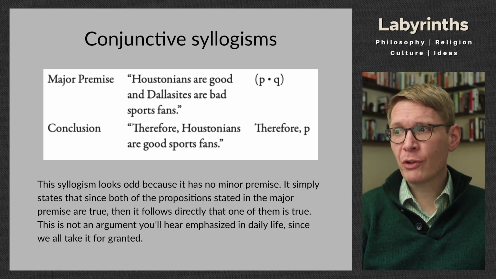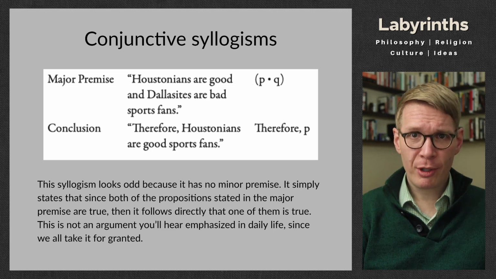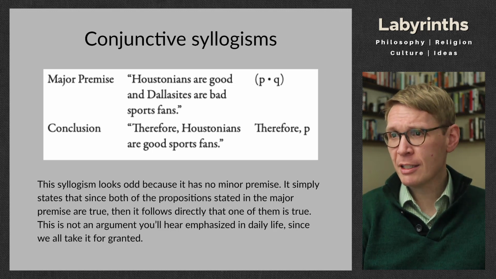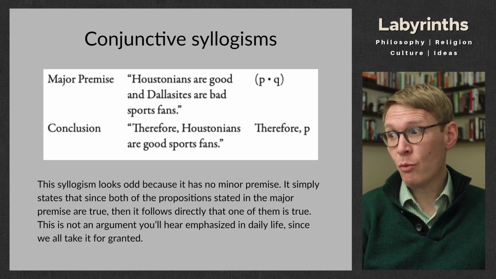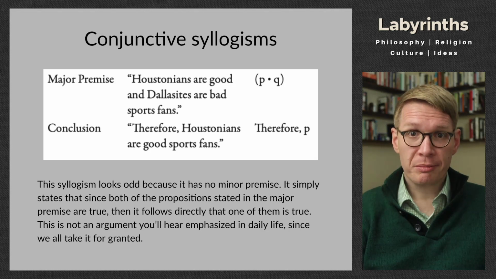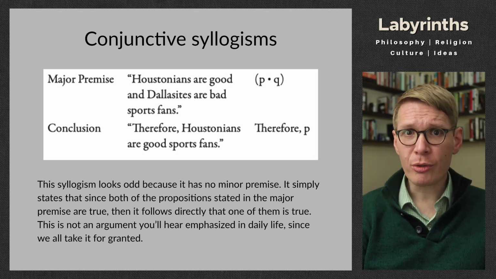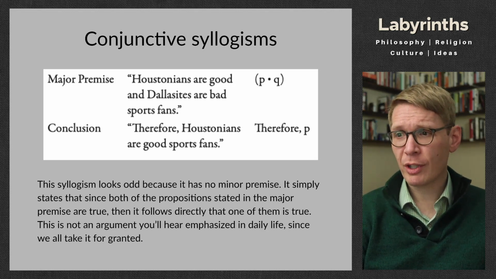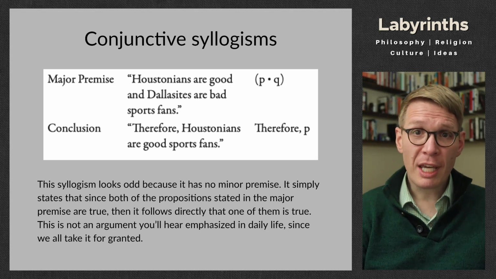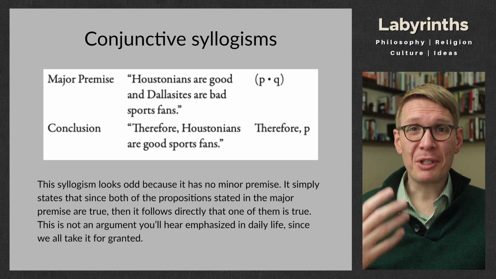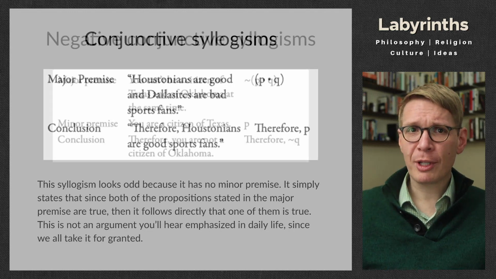The syllogism looks odd because it has no minor premise, as we have here on the slide. It simply states that since both of the propositions stated in the major premise are true, then it follows directly that one of them is true. If I say two things both are true, then it follows that each of those things is true. So this is not an argument that you'll hear very often. We just take it for granted. This is a kind of intuitive piece of reasoning.